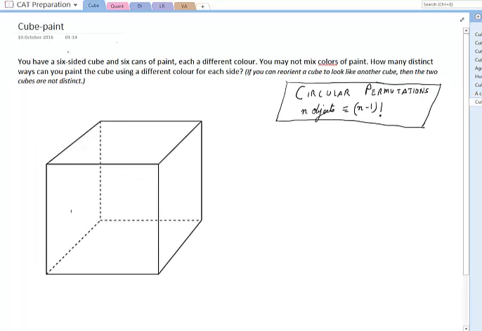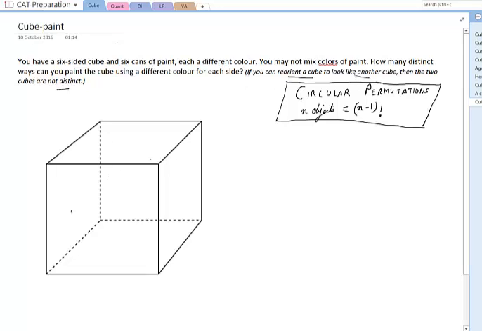Let's look at this question. So again, we have a 6-sided cube and 6 paints of color. And we want to paint each of the faces with a different color. However, the difference in this question from the previous one is that here it's mentioned that if you reorient the cube to look like another cube, then the 2 cubes are not distinct.